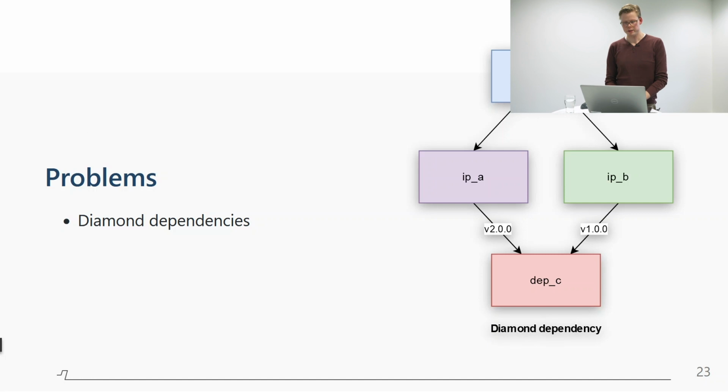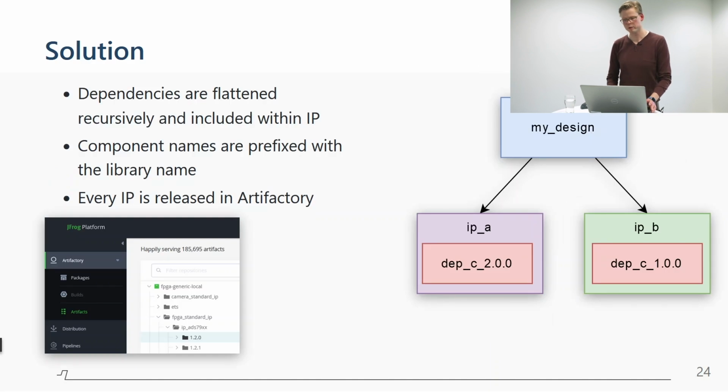One problem with all those dependencies is the diamond dependency, and this occurs when some design, let's say my design, depends on two IP cores, IP A and IP B, which then both depend on a third shared IP core. And this is actually fine, of course, unless those two IPs depend on a different version of the underlying IP core, and then problems arise. And this is also particularly a problem for us because we chose to put all our IP in a single repository. But we found a solution for that as well.